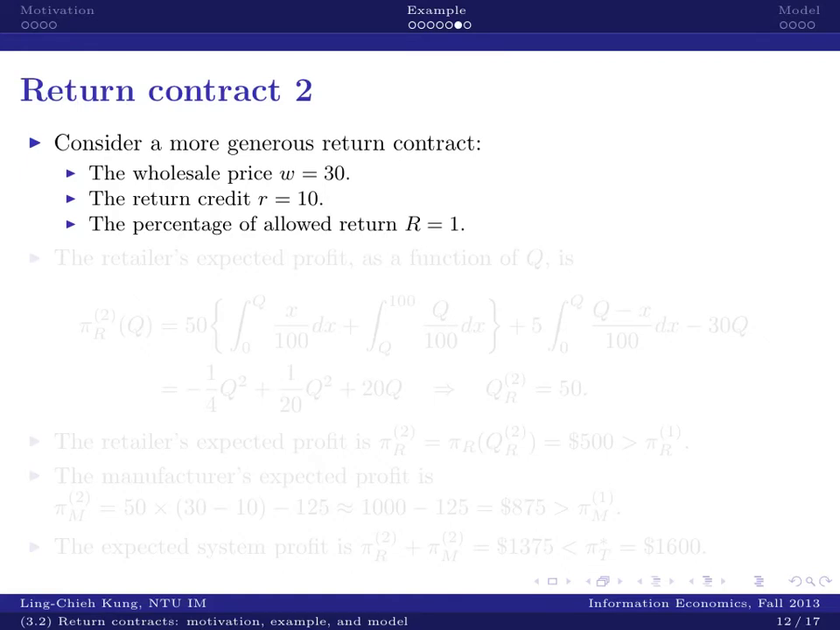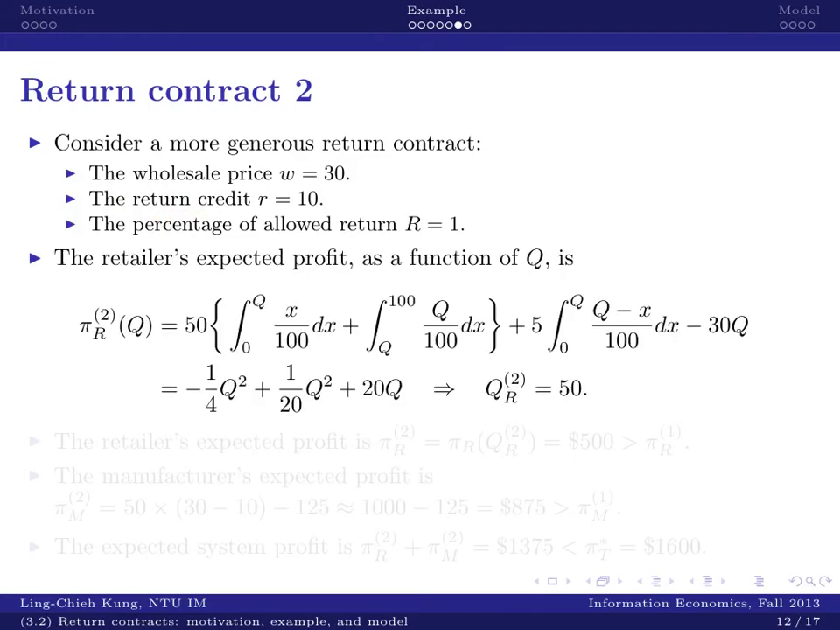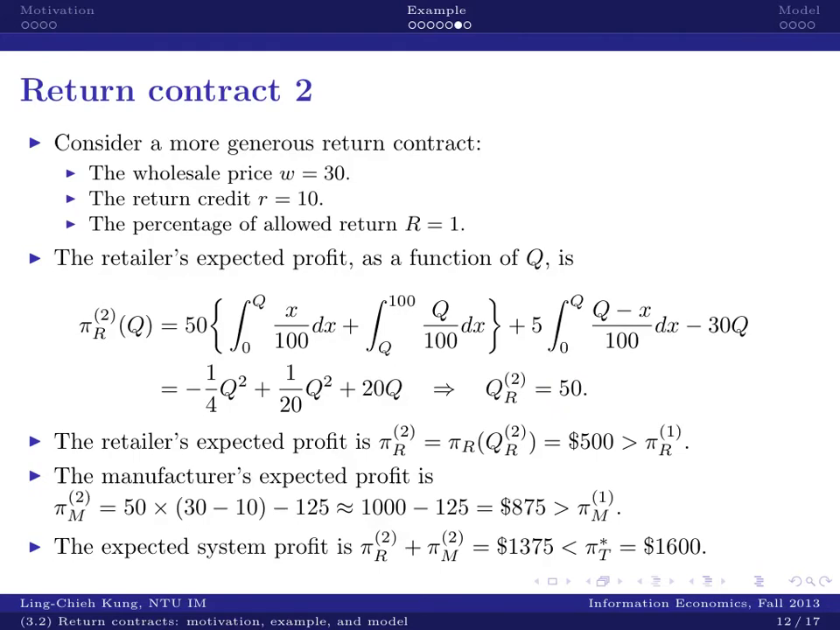So if that's true, then you probably want to ask, what if the manufacturer becomes even more generous? What if the return credit becomes 10? So you may calculate all of them because you can do calculus, and now you can see, indeed, the quantity becomes even higher, now becomes 50. You may plug in these numbers everywhere. The retailer now earns even more, 500. The manufacturer also becomes happier. Now it's 875. So when the manufacturer becomes more generous, both firms earn more in expectation.